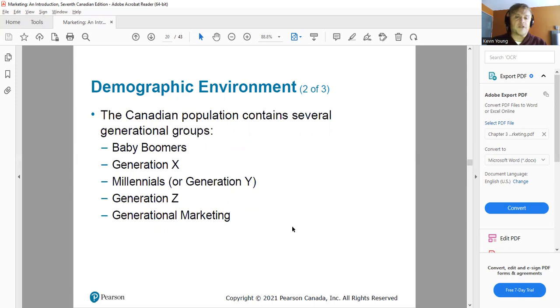The Canadian population contains several generational groups. We got baby boomers. Those would have been born in the 40s. And I think the 50s. So this would be around my parents' age. So born in the 40s, I believe. Generation X, millennials, Generation Z, and generational marketing.